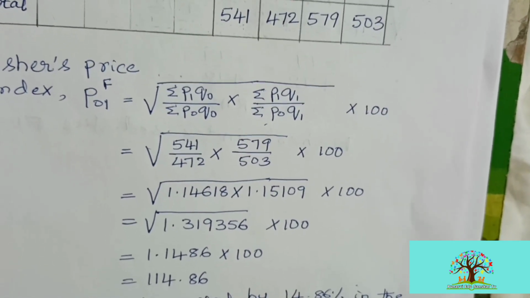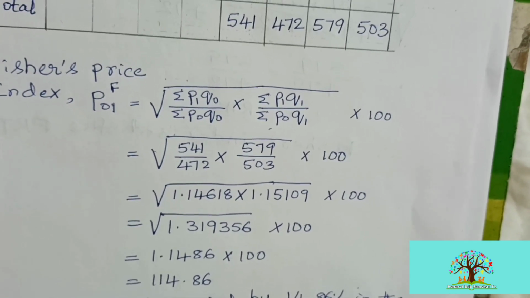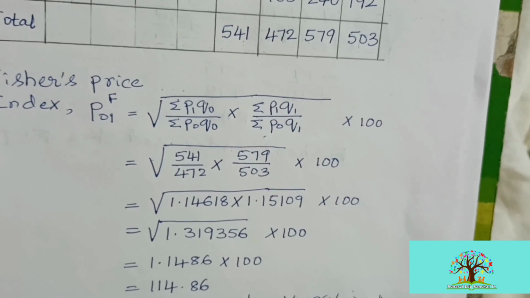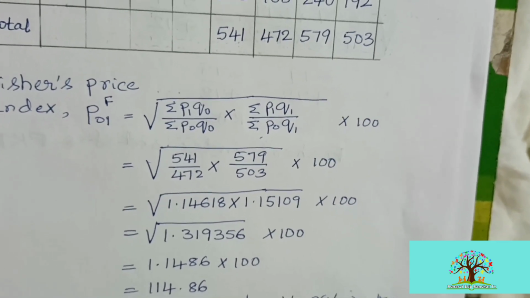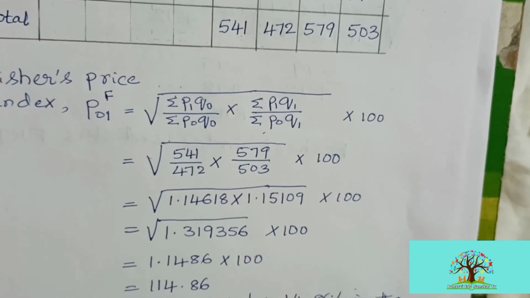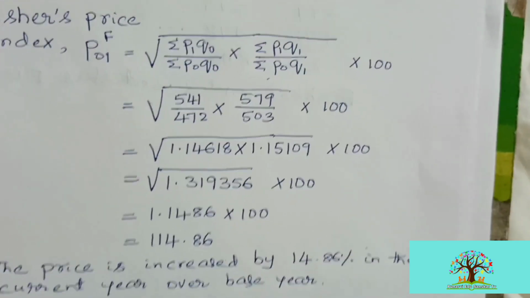Students, as far as possible, try to write 4 or 5 digits after the decimal point during calculations. Final answer you can write after the decimal point only 2 digits, but during calculations, as far as possible, try to write 4 numbers, or 5 numbers, after the decimal point. You will get exact answers.